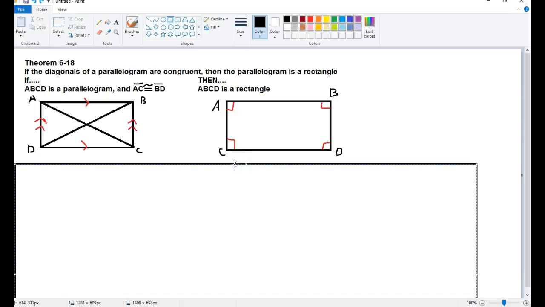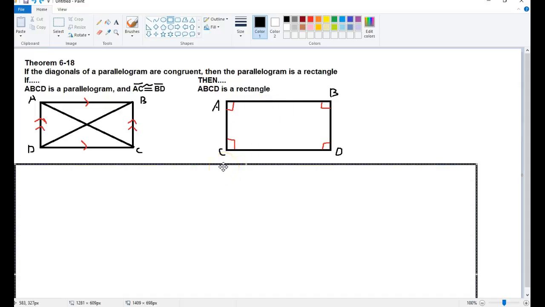So let's say I'm given a parallelogram, opposite sides are parallel, and also AC and BD are congruent. That means that we have a rectangle here. So all of these three new theorems that we had before are converses of the ones that we had in the first part of this video.